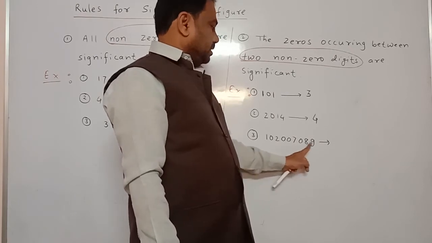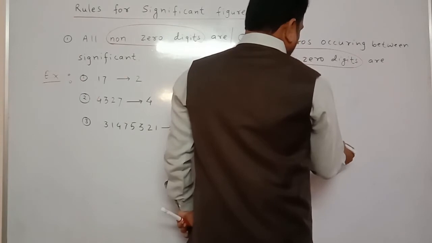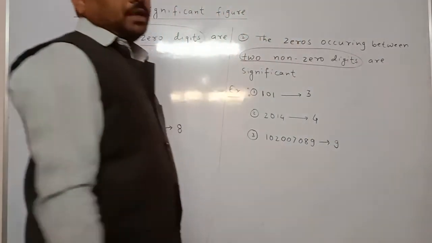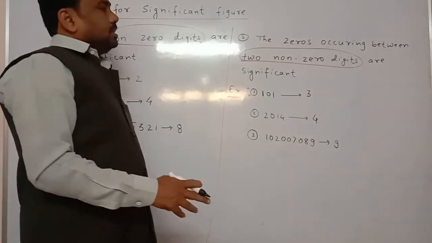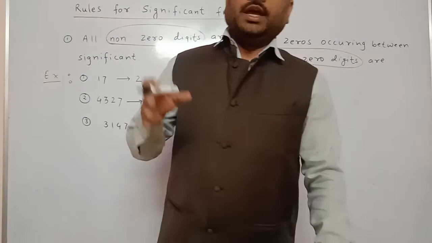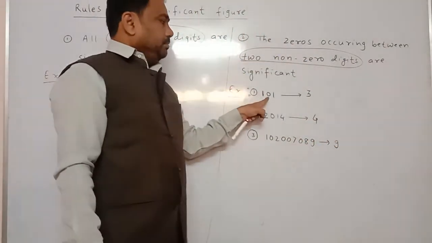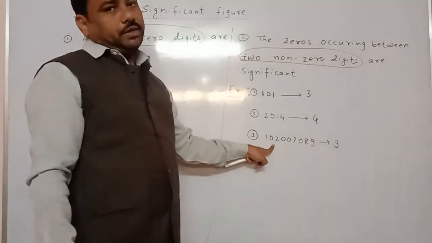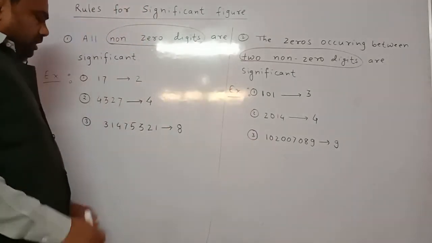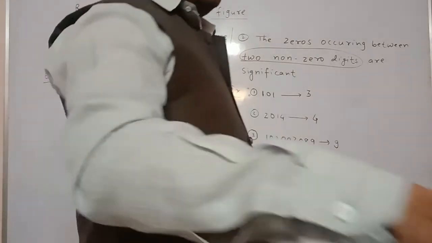3, 6, 9. So what is the number of significant figures of the given number? It is 9. This means the second rule tells us that whatever zeros are there, those zeros must be in between two non-zero digits. At that time these zeros are called significant figures. Okay, so these are the two rules, and using these two rules we can decide the significant figures.